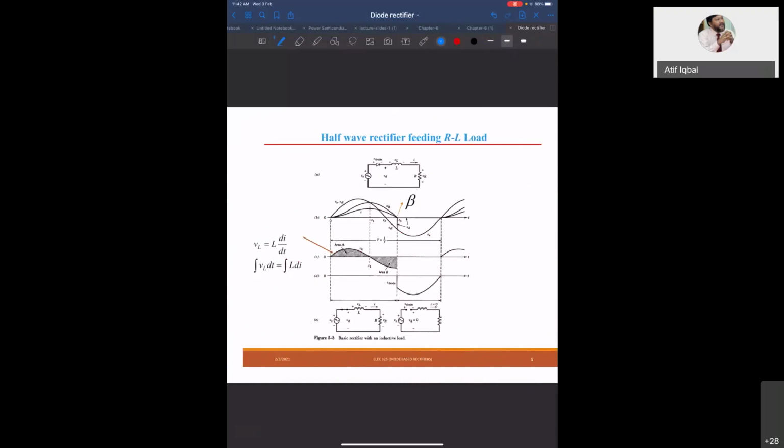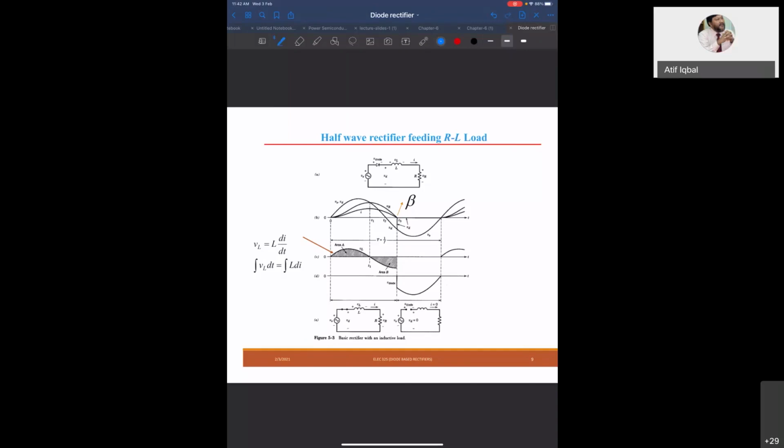Now the next is the RL load. This is more complicated. This RL load requires clear understanding, and the analysis is also not simple. As you can see, in case of the resistive load, you simply divide by R and you get the current. But in case of RL load, you will see that it's not that straightforward. So let us see the RL load.